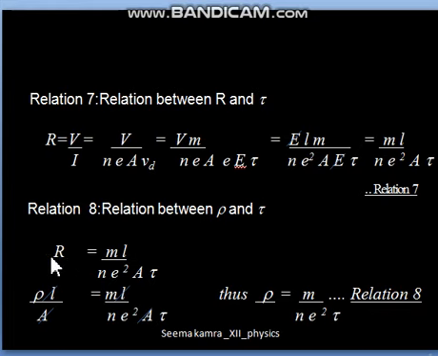Now we have to replace this R by its basic dependence formula, rho L by A. So m l upon n e square A tau we have to equate to it. Similar terms, meaning L and area, will get cancelled on both sides, only rho will remain. So the rho formula is m upon n e square tau. These two formulas of R and rho with tau are required mainly in the temperature dependence of resistance and resistivity. So you have to learn these formulas. So relation 8 is derived here.